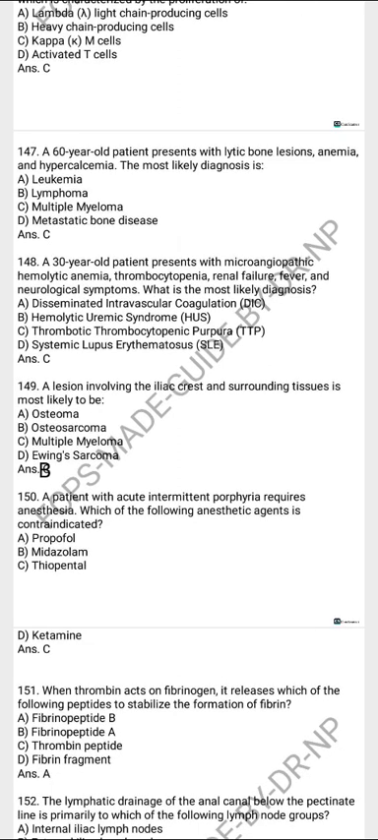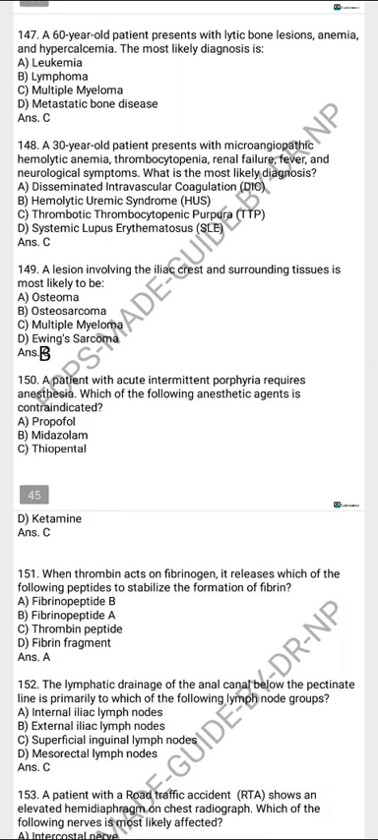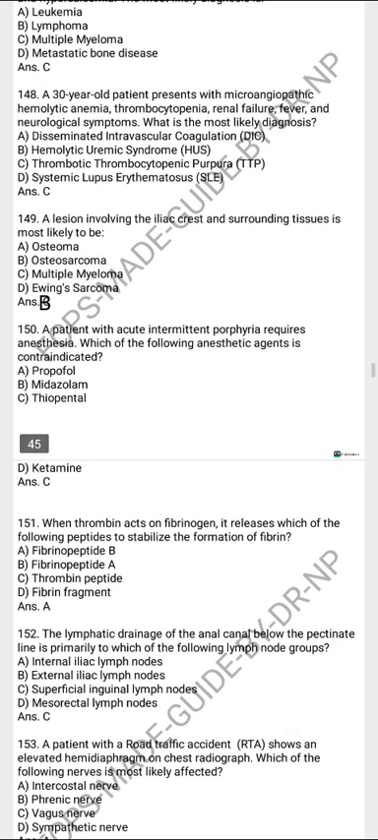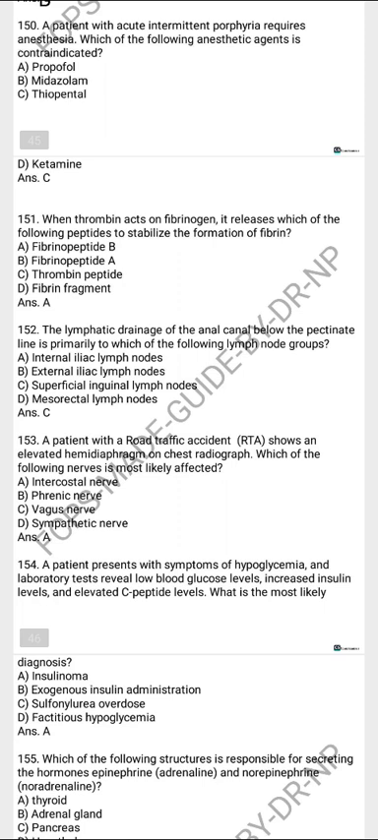A lesion involving the iliac crest and surrounding tissues is most likely an osteosarcoma. A patient with acute intermittent porphyria requires anesthesia. Which of the following anesthetic agents is contraindicated? Thiopental. When thrombin acts on fibrinogen, it releases which of the following peptides to stabilize the formation of the fibrin? That is fibrinopeptide B.